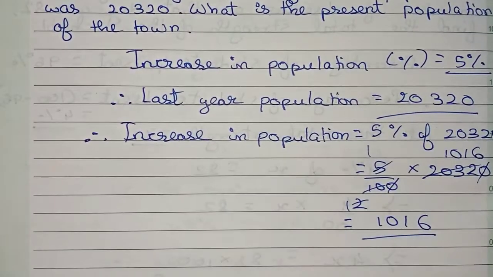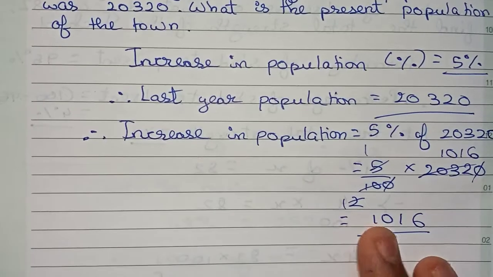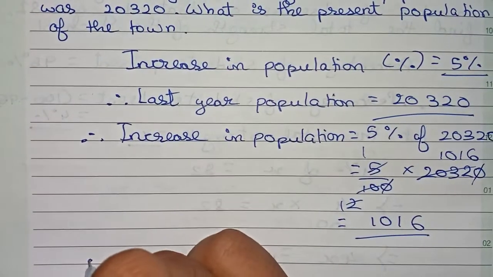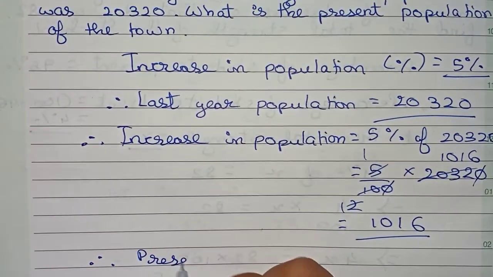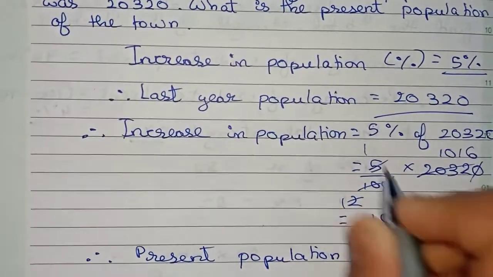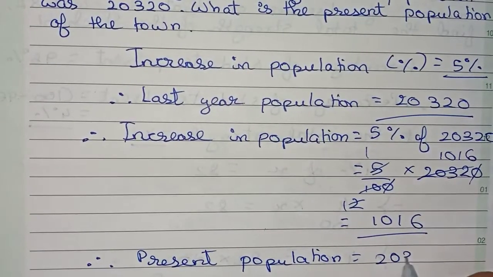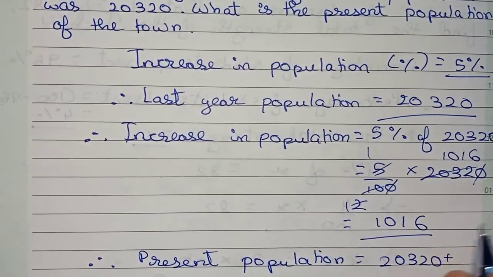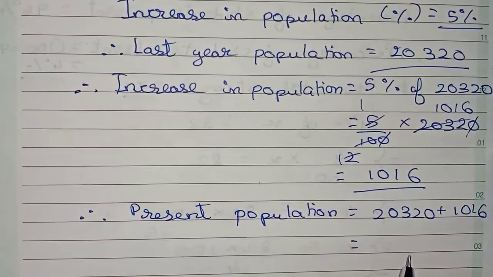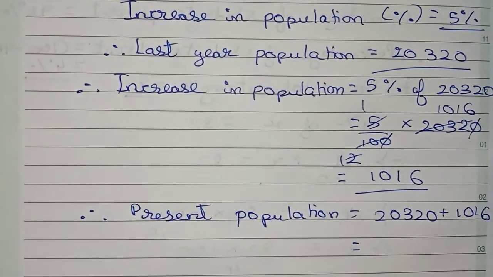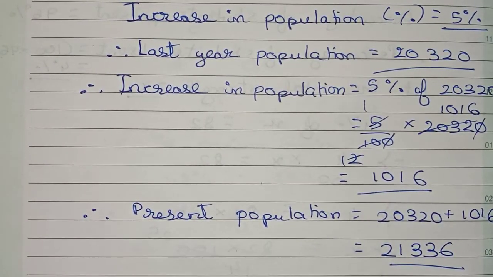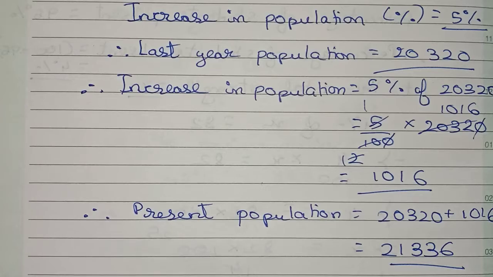Now I have to find out the present population. Therefore, present population will be the population last year plus the increase in population. So we write present population equals last year population is 20,320 plus the increase in population, that is 1016, which will be equal to 21,336. So this is the present population of the town. This is the final answer for this question. So let's move on to our next question.